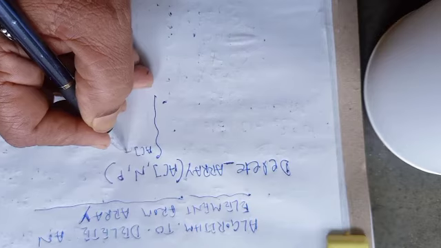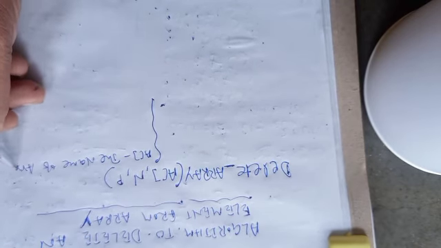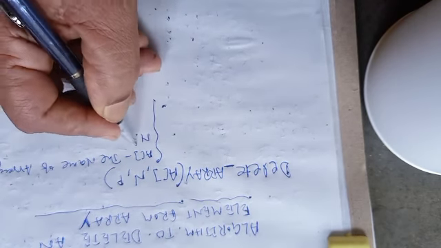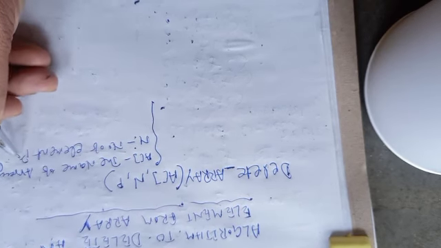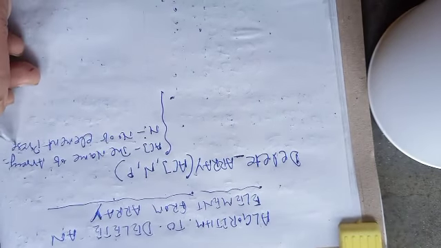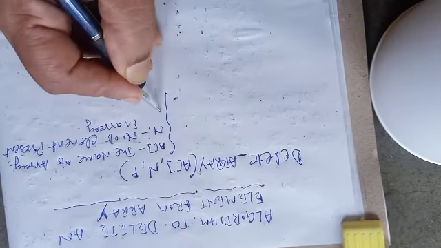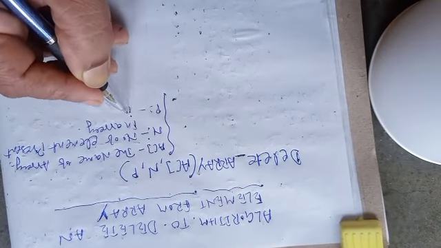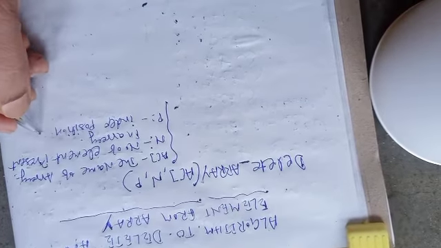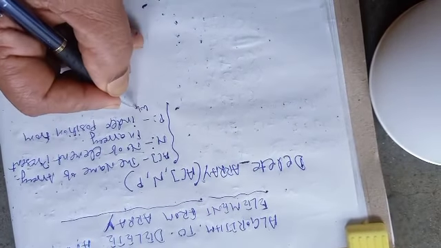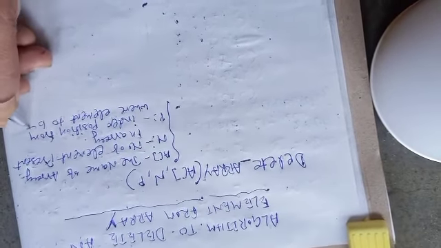Here A means the name of the array. N means number of elements present in the array. P means the index position from where the element is to be removed.